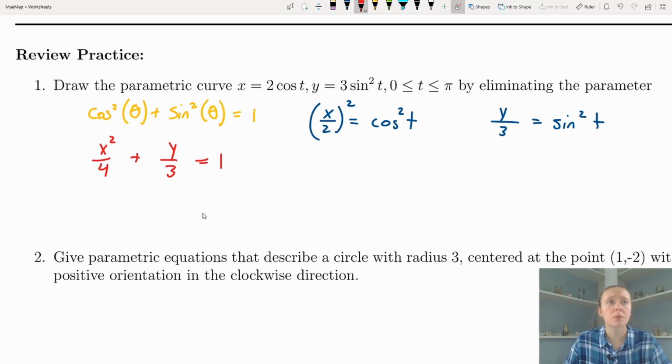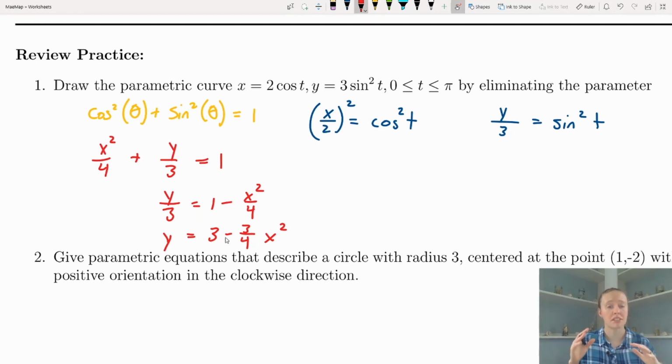Now I'm not quite sure what this looks like, but I can solve for y and simplify. So if I subtract x squared over 4, I'll get y over 3 equals 1 minus x squared over 4, and then I'll multiply both sides by 3 to get that y is equal to, distributing that 3, 3 minus 3/4 x squared. So I know I have a parabola where my y-intercept is at 3 and that parabola opens down.